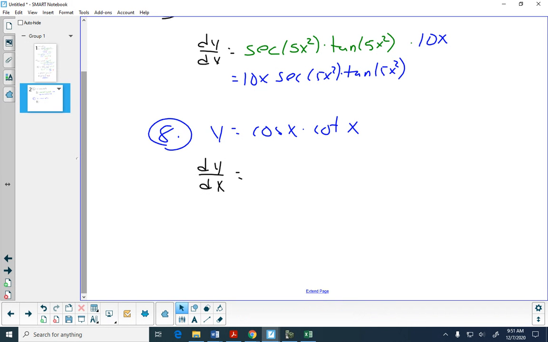We have two functions being multiplied together. If we have two functions being multiplied together, what do we have to use, Nathan? The product rule. So we have the derivative of the first times the second plus the first times the derivative of the second. So go ahead and take your derivative of the first term and multiply it by the second.